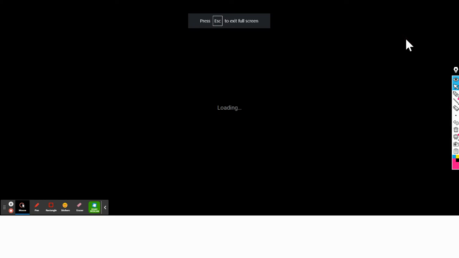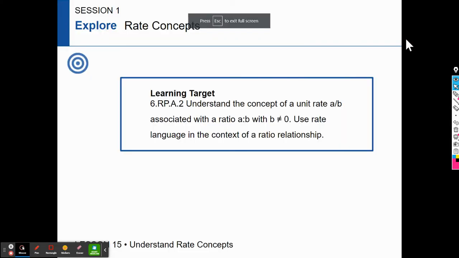So we have been talking about ratios, and we're moving from ratios into rates at this point. These first two lessons on rates are just going to be exploring and understanding our concept of rate and unit rate. Okay, so here's our standard number and then our wording for our standard.